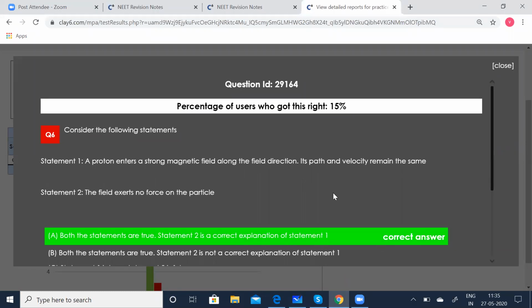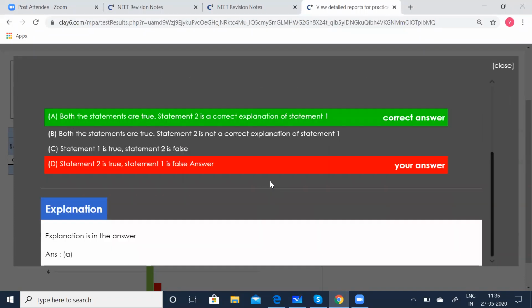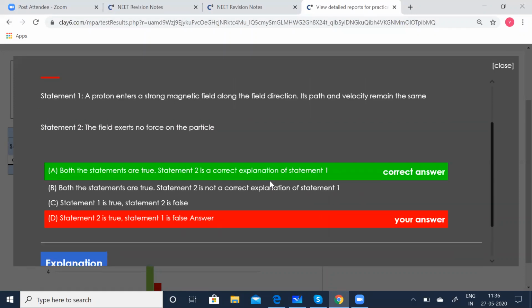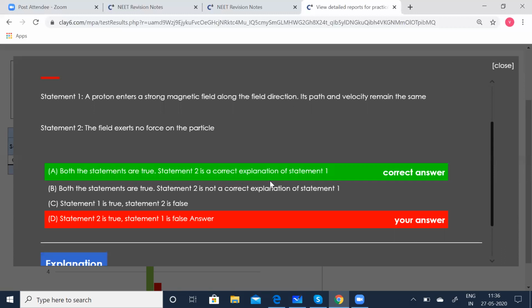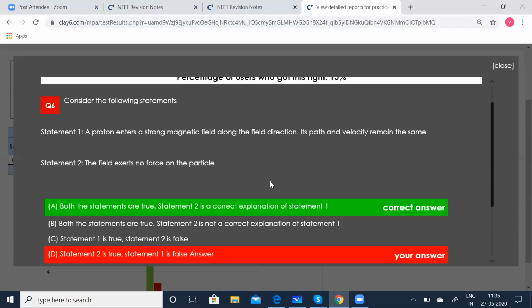So a proton enters a strong magnetic field along the field direction. Since it is a charged particle, it should have a velocity. So the path and velocity remain the same. Let's see the explanation. The explanation is in the answer. So we said that statement 2 is true and statement 1 is false. The field exerts no force on the particle. All right, go to the next question.